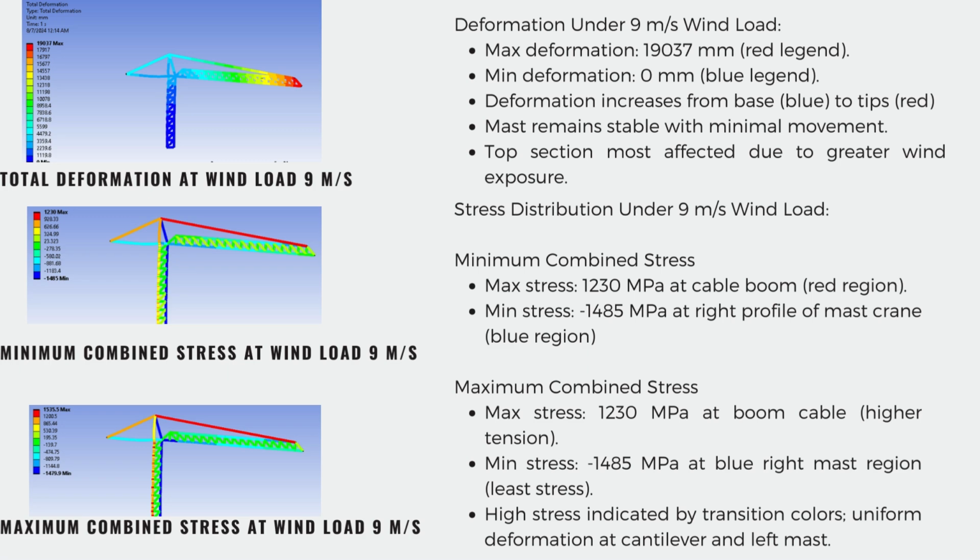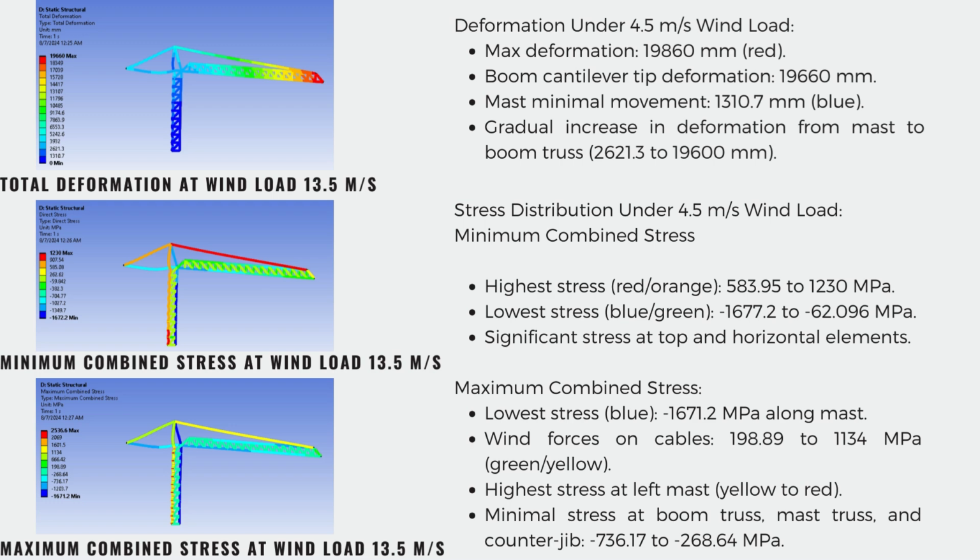Stress analysis revealed the maximum stress at the boom cable and the minimum stress at the right mast. Higher stress is indicated by transition color, with uniform deformation observed at the cantilever and the left mast. Compression is uniform under the boom cantilever and the mast, shown in green color, while significant stress is seen in the red or orange region at the boom cable and counter jib cable. The blue region along the beam indicates lower structural stress.